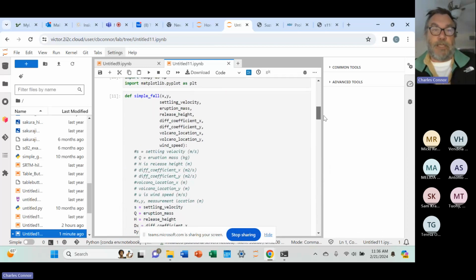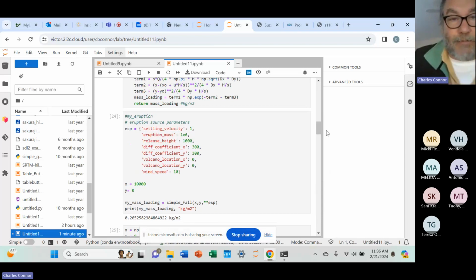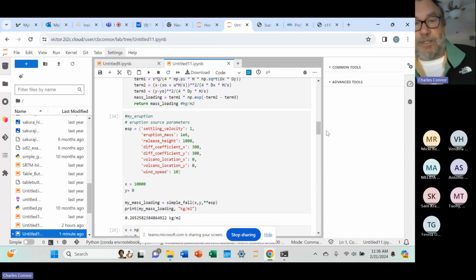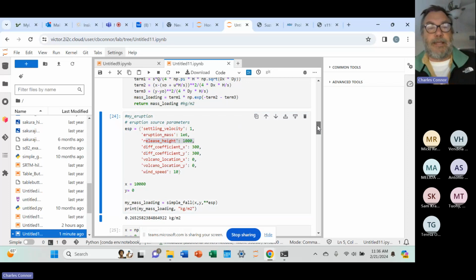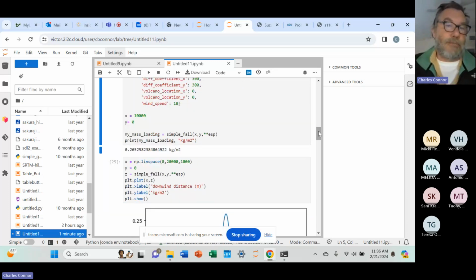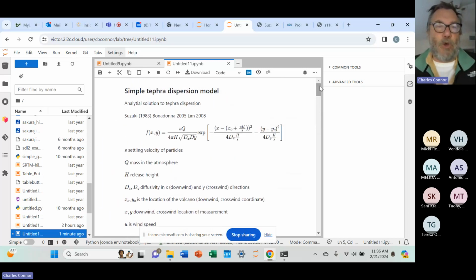So for example, there might be a relationship in the code between settling velocity and particle size. So instead of inputting a settling velocity, you input a particle size distribution. Instead of inputting a release height, you can input a range of column heights, that sort of thing. Instead of implementing a single wind speed, you could input a variation in wind speed as a function of height or as a function of distance downrange from the volcano. But I wanted to show you this building block because I hope it takes the mystery out of the code a little bit. I hope it gives you an idea of how these models work.